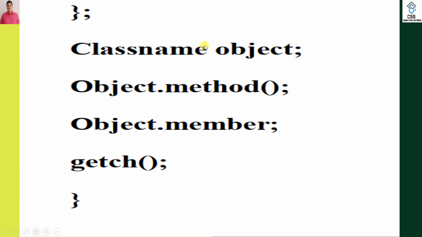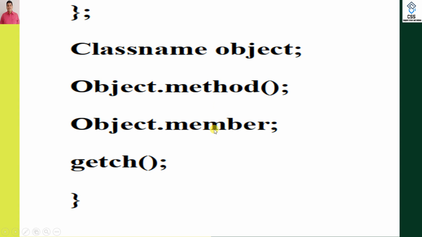How is the object of the class to be declared? Class name, then object. And what is the requirement of object? With the help of an object, we can interact with the method and member. Object.method name, object.member name. Dot is the membership operator through which the object can communicate with the class in the form of members and methods.